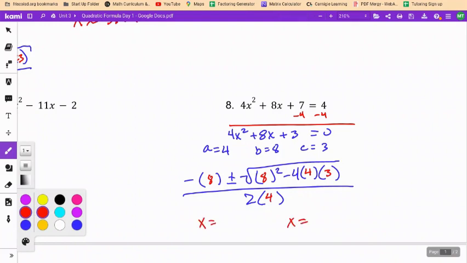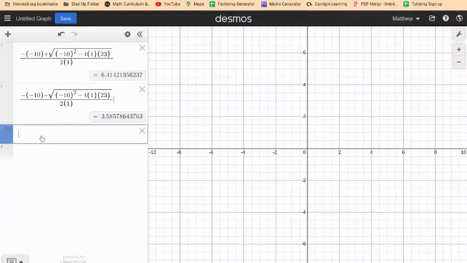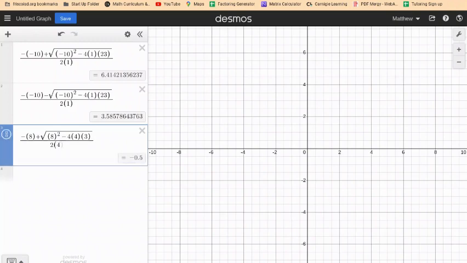Today, most of our problems have 2 answers, or all of them, I believe. And now it's just a matter of plugging this into a calculator. So again, I make a division, negative b, which was 8, plus the square root of b squared minus 4 times a, which was 4, times c, which is 3, all divided by 2 times a, which was 4 again.